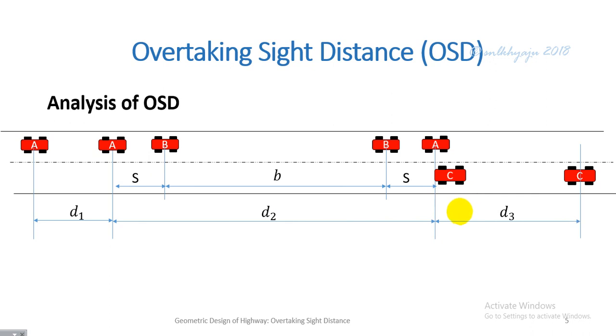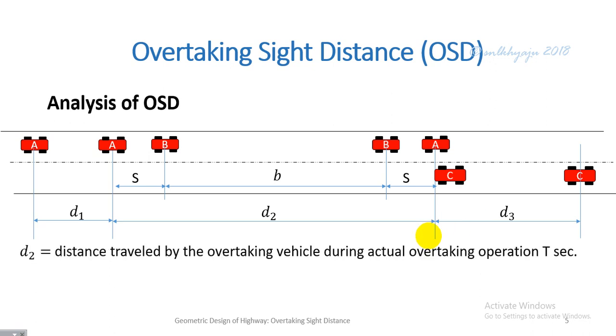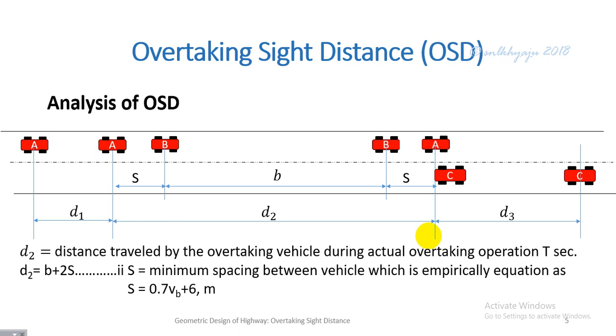Similarly, d3 is the distance traveled by the opposite direction vehicle traveling at design speed during the real overtaking time. Therefore, d2 is the distance traveled by the overtaking vehicle during actual overtaking time T seconds. Therefore, d2 equals, from the figure, b plus twice s, where s is the minimum spacing between vehicles, which is empirically given as s equals 0.7 vb plus 6.